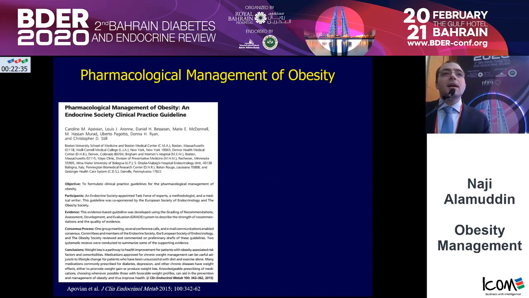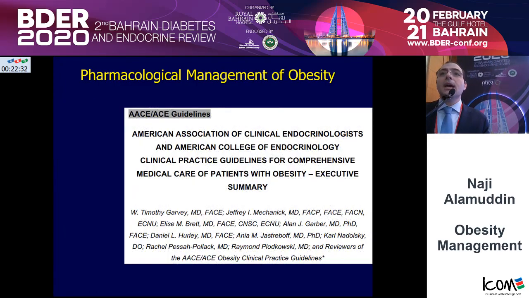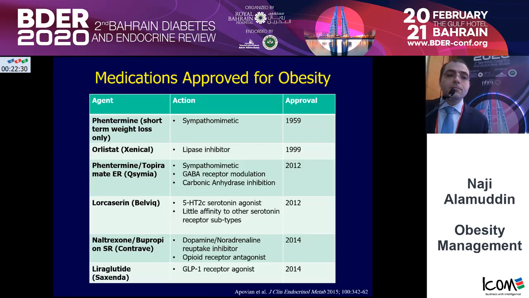The Endocrine Society and the American Association of Clinical Endocrinology have guidelines for the use of these medications. Until last week, we had 6 drugs, and I'll talk about why that's changed in a bit. You have phentermine, which is the oldest drug, approved in 1959 for short-term weight loss. You have Xenical, which is a lipase inhibitor approved in 1999. You have phentermine topiramate approved in 2012. Lorcaserin, which is a selective serotonin agonist. Naltrexone bupropion, which is also called Contrave. And most of you are familiar with liraglutide or Saxenda, which is a GLP-1 receptor agonist.